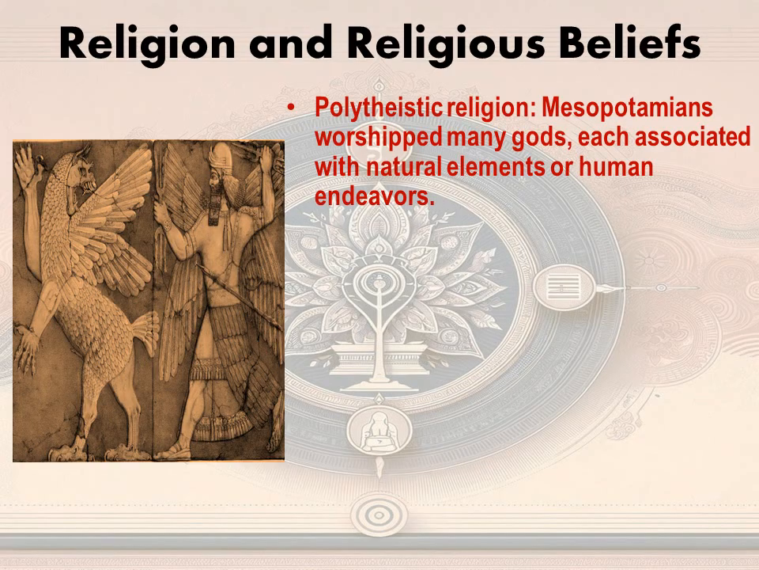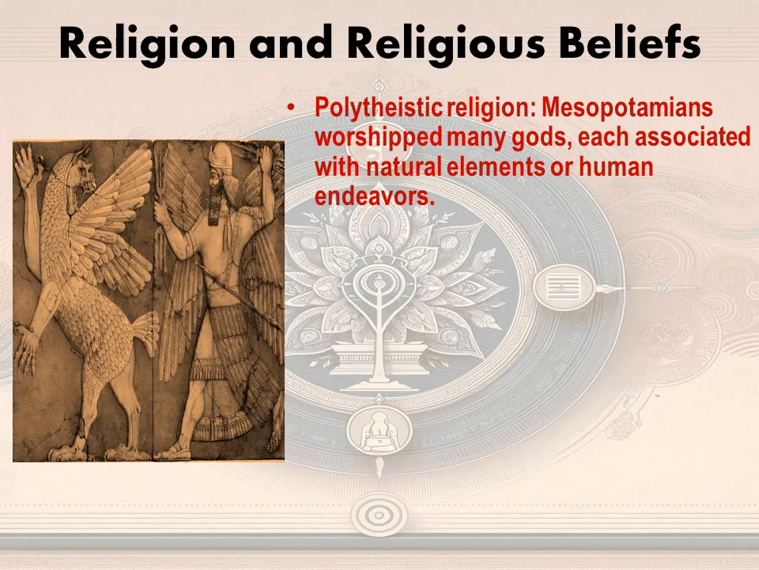Polytheistic religion. Mesopotamians worshipped many gods, each associated with natural elements or human endeavors. So, Mesopotamians had many gods whom they worshipped. It is not a single god that the Mesopotamians believed in. Polytheistic means there were many gods present in their religion, and each had some kind of links with natural elements.